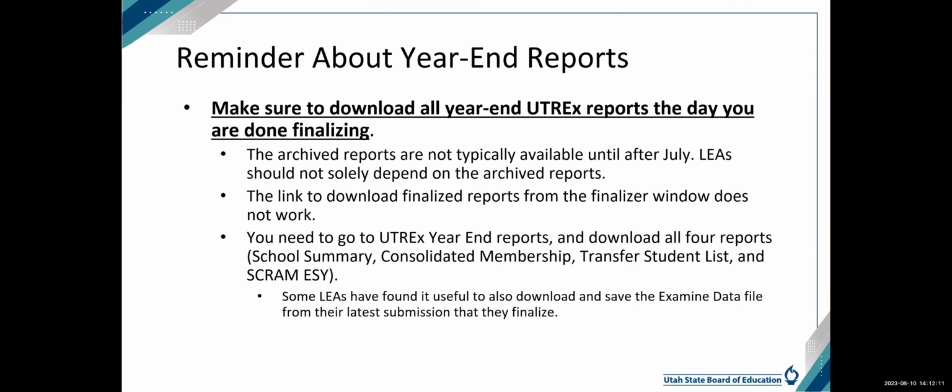And the link to download the finalized reports from the finalizer window still does not work, but the way you access these reports is to go to the UTREX year-end reports and then download all 4 reports: school summary, consolidated membership, transfer student list, and Scram ESY. And you can download the PDF, you can download the CSV, you can download both. The more you can download, the better for you.